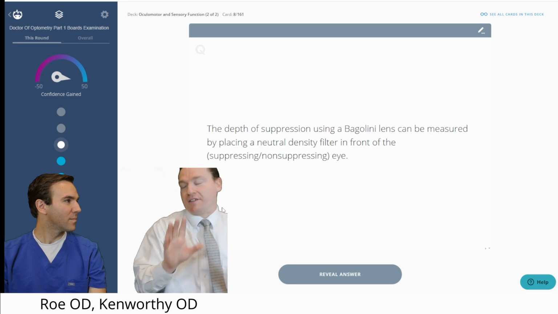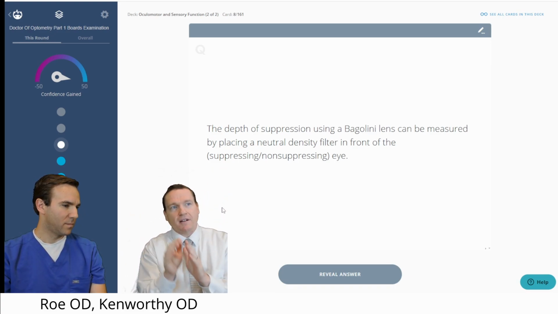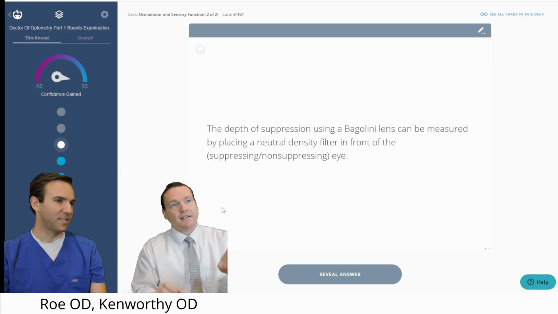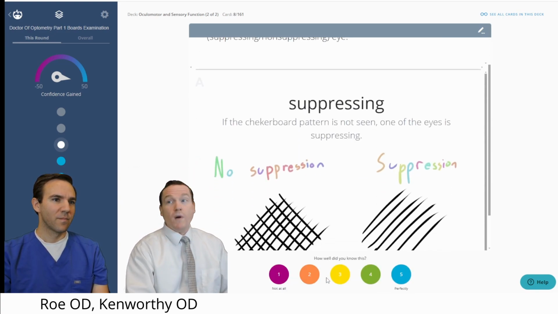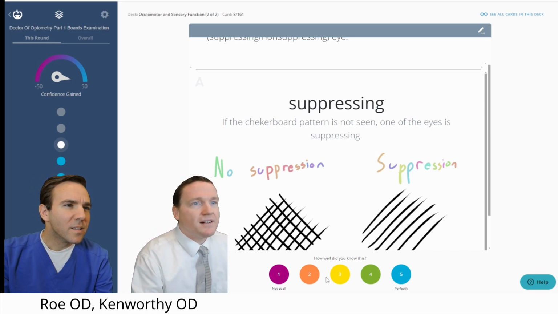The depth of suppression using a Bagolini lens can be measured by a neutral density filter in front of... No, I think I know this one. Okay. Neutral density is going to penalize the better eye, right? So aren't we going to want to put the neutral density filter in front of the non-suppressing eye? Yes. Okay, got it. Wait! Oh, that's opposite. What is going on here?